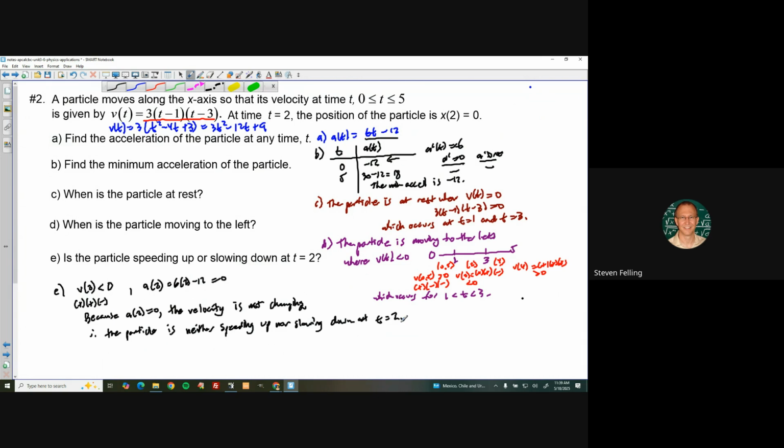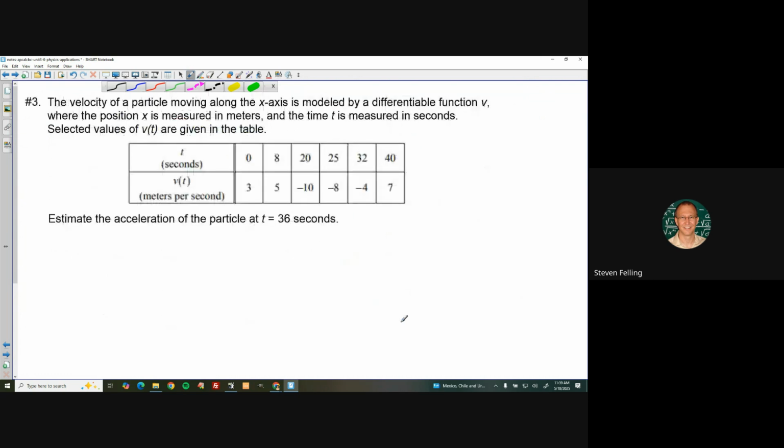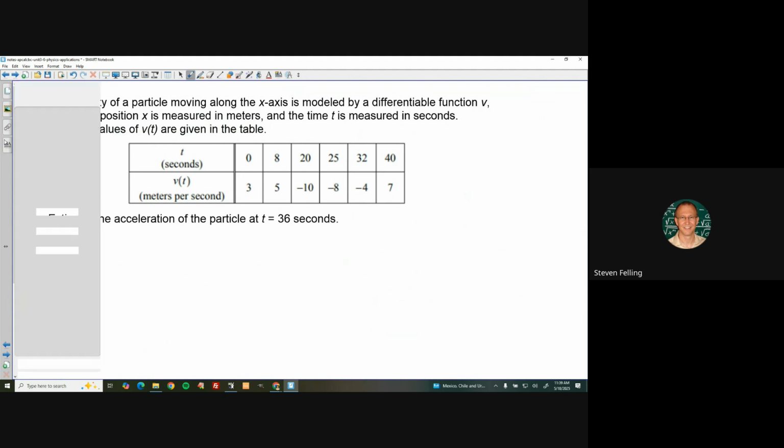All right, another case that can come up. Let's look at another example. Lots of different ways to ask questions about velocities and acceleration. The velocity of a particle moving along the x-axis is modeled by a differentiable function v, where the position x is in meters and the time t is measured in seconds. Selected values of the velocity in meters per second are given in the table. Estimate the acceleration of the particle at t is 36 seconds. Okay, pause the video, give this another try.